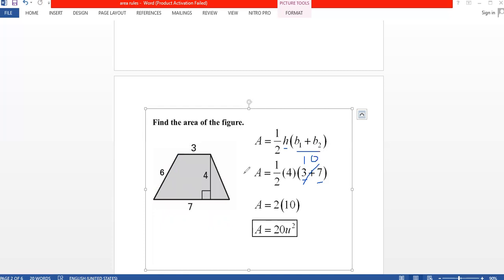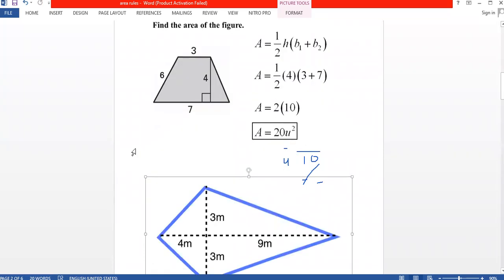Multiply the height, which is 4, the perpendicular distance between the two bases, and multiply by half, or divide by 2. 10 multiplied by 4 equals 40. 40 divided by 2 equals 20. So 20 square units. So in the trapezoid, we have two ways: either we decompose or we use the formula directly.